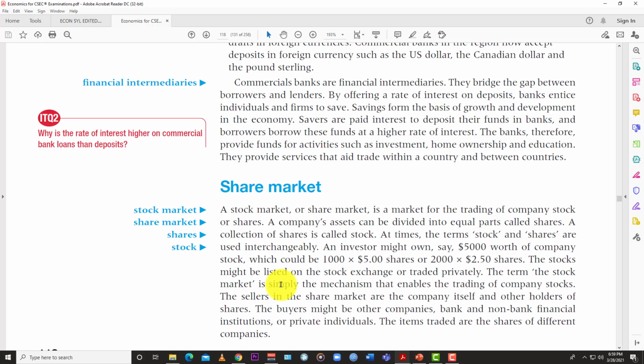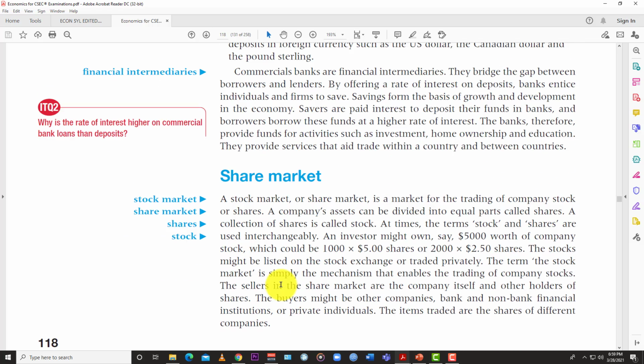as it relates to the financial sector. And of course, moving on from the commercial bank now to the share market or the stock market. So a stock market or a share market is a market for trading of company stock or shares. I mean, that goes without saying. Stock market, shares, company, they are traded there. And we know from other videos that public limited companies are normally those companies that are allowed to trade their shares on the stock market.